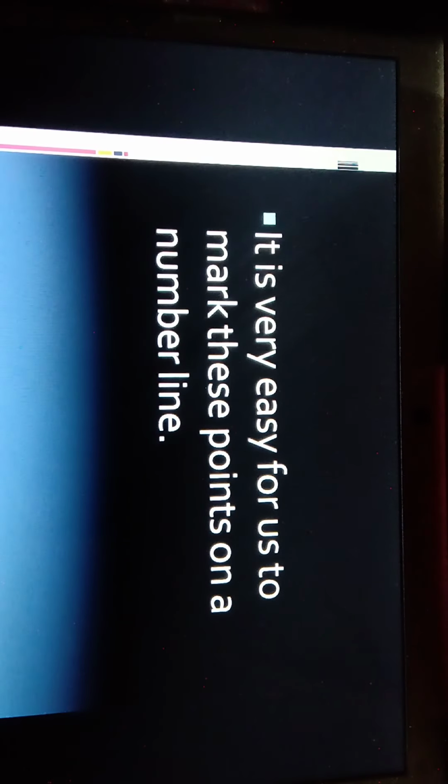Let's take some more examples. Now children, you have seen that it was very easy for us to mark these points on a number line.